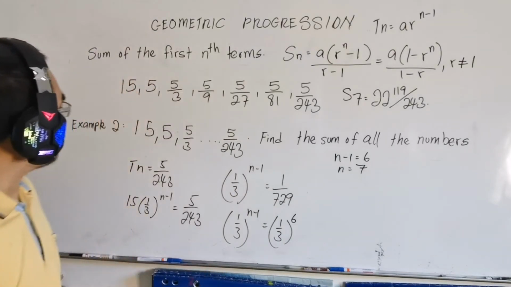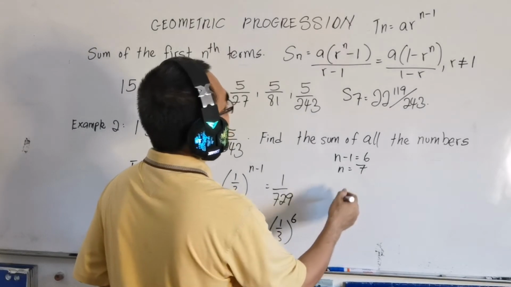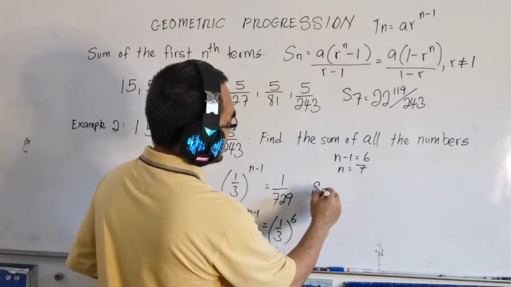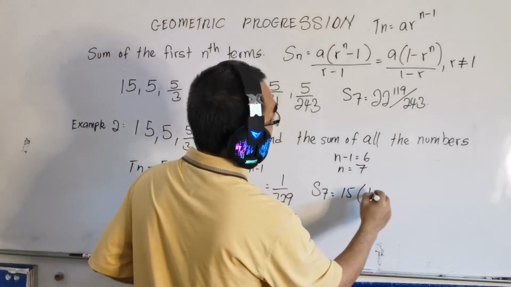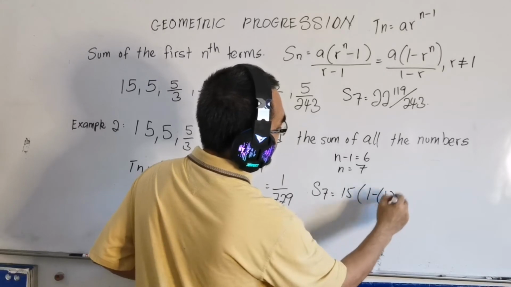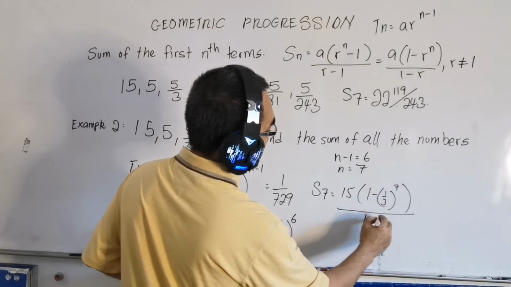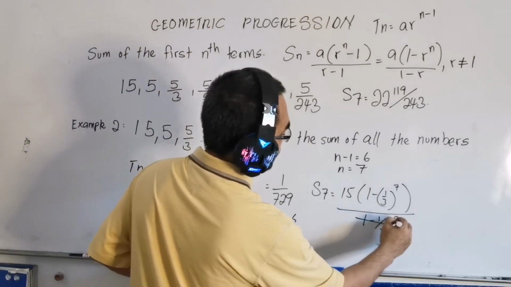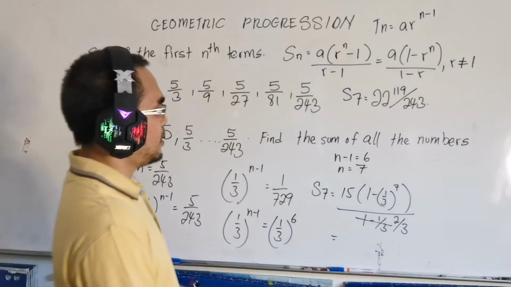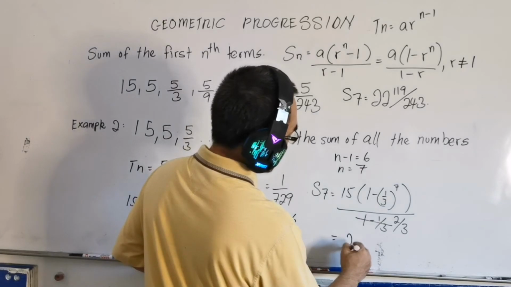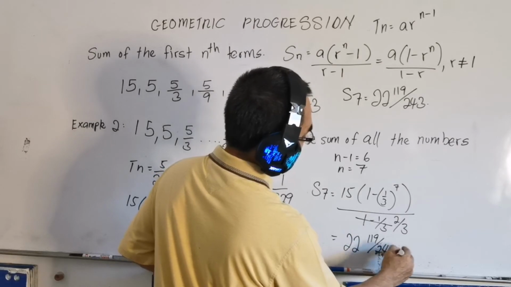Once we know that the value of n is 7, substitute into the formula of the sum. So 15, this formula: 1 minus 1 over 3 to the power of 7 over 1 minus 1 over 3, which is 2 over 3. Just calculate, and you will find that the answer is 22.19 over 240.